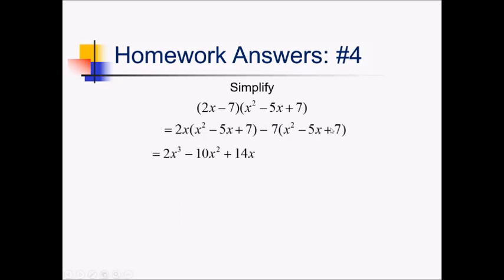Now we move on to the negative 7, distributing that. So we're going to have negative 7x squared. And then negative 7 times negative 5x is plus 35x. Finally, negative 7 times 7 gives us negative 49. Now I'm going to combine like terms.